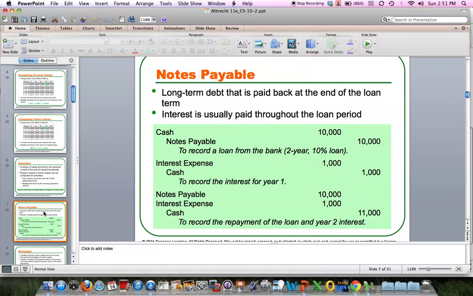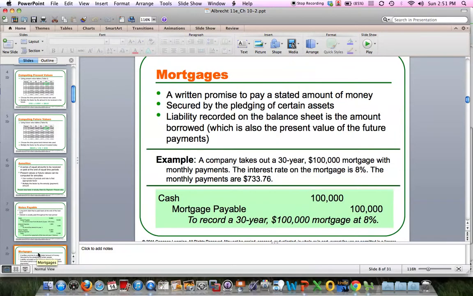So we'll debit interest expense, credit cash. And then after the second year, we're going to pay the loan back. And so we'll debit notes payable to show the fact that we've paid off the principal. We'll debit interest expense for the next year's worth of interest. And we'll write a check for $11,000, credit cash for $11,000. Those same entries that you see right there are in your book on page 457.